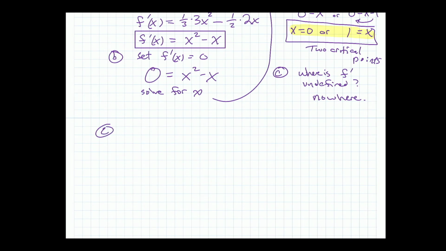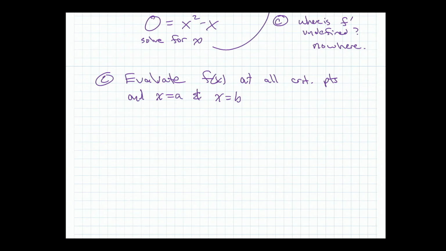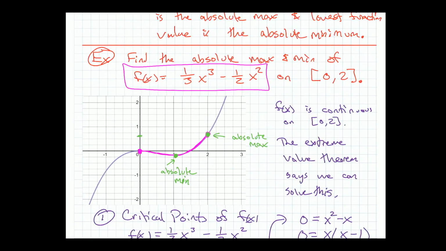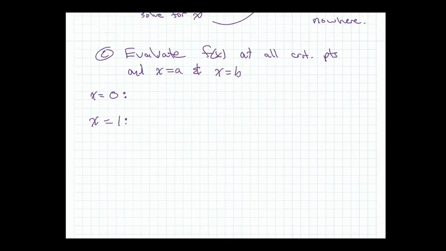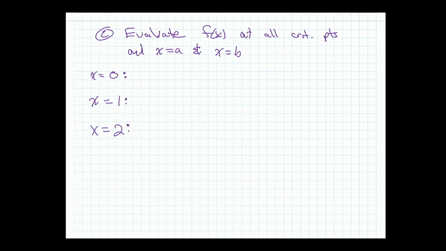The next step is we must evaluate f of x at all critical points. I abbreviate that this way usually. And x equals a and x equals b. So where are the critical points? The critical points are 0 and 1. Okay? And then a and b, what are a and b? The a and b are the 0 and the 2 from the interval, right? That is a and that is b. So 0 and 2. We already have 0 on our list, so you don't have to do it again. So these are the three values that we have to evaluate our function at. So we need f of 0, f of 1, and f of 2.